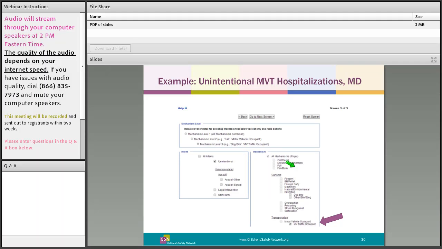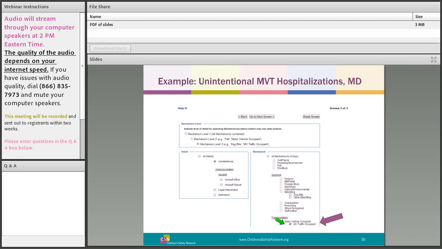So now we'll return back to the familiar screen 2, where you would identify the mechanism level and the nuanced description of your intent by mechanism query. And here, again, the first choice you must make is the mechanism level, because that activates some of the options further down in this list. Without your selection of the level here, some of these lower options won't be active. So here again, we choose unintentional, and we choose motor vehicle traffic occupant.